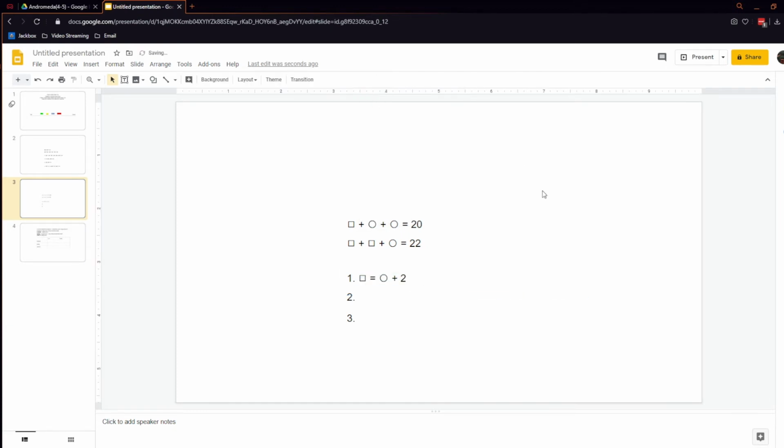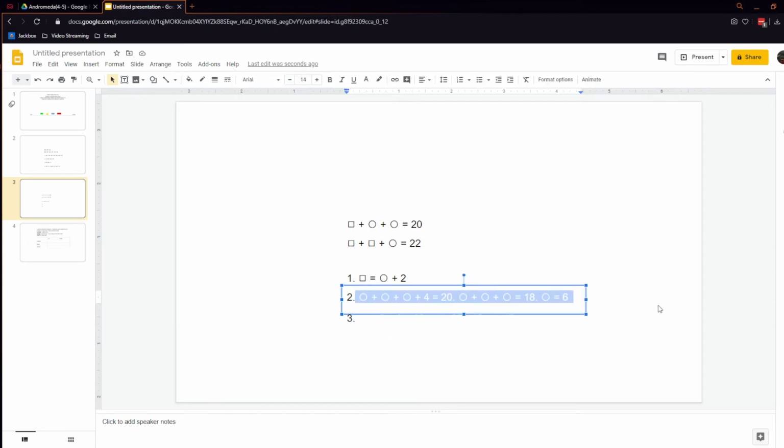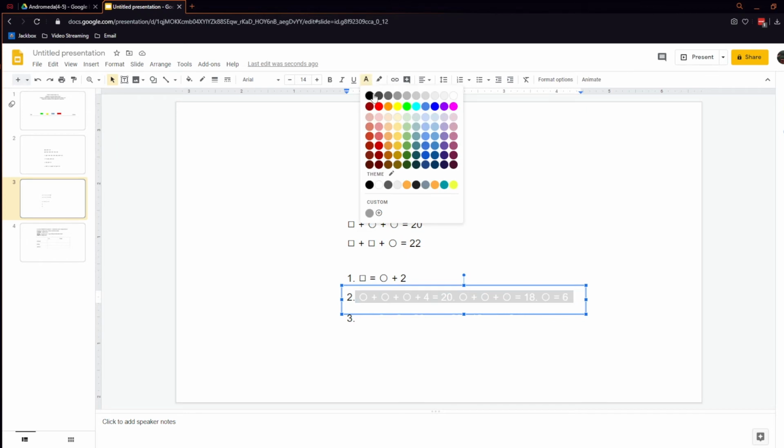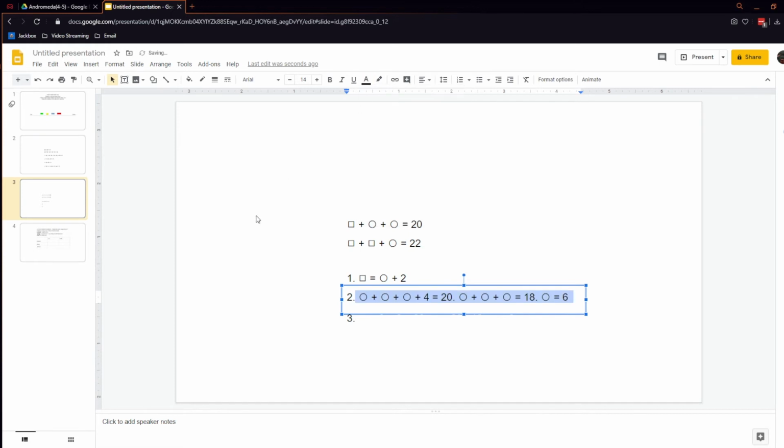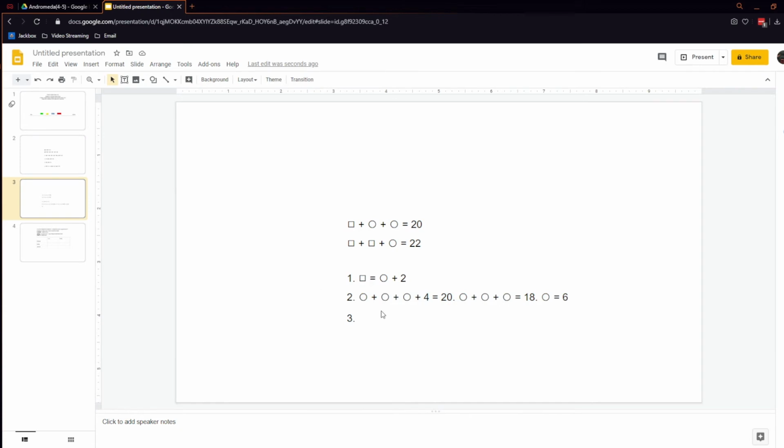Now, we can use that information on the second part of the problem, on the second equation, and we can substitute each of those squares for circle plus 2, which means that 3 circles plus 4 equals 22, which means that we can do subtraction, and so 3 circles equals 18, and then we can divide both sides by 3, since 18 is divisible by 3, and we find out the value of each circle is 6.